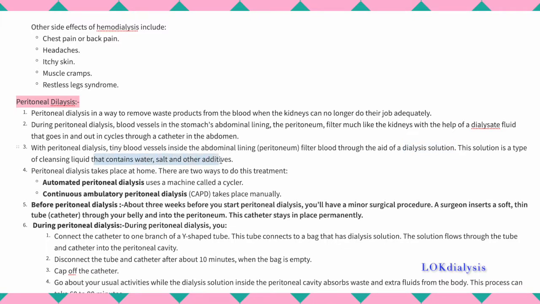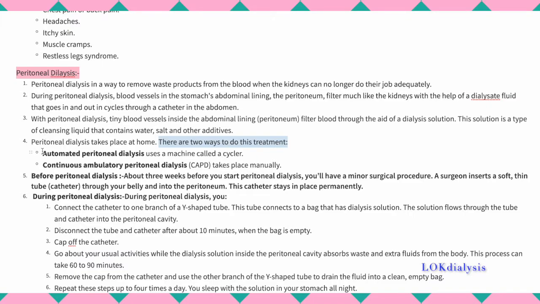Peritoneal dialysis takes place at home, so unlike hemodialysis, we can safely do it in our home. However, in hemodialysis, we have to go to a dialysis center or a hospital for the treatment. There are two main types of treatment in peritoneal dialysis. First is automated peritoneal dialysis, where a machine called a cycler is used. Another is continuous ambulatory peritoneal dialysis, also known as CAPD, which is done manually.